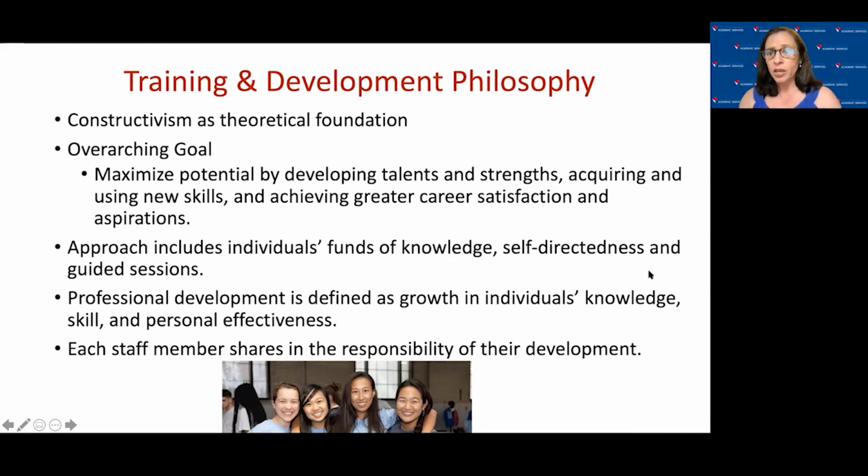So we do a combination in our model. The individuals we're selecting to serve in these positions have to have some level of funds of knowledge, an understanding of students, and a passion to serve the students. They don't need to always know everything about student development, because again, they themselves might be 1st-year or 2nd-year students, but they have some passion and idea of what that experience is like for our students, and a desire to be self-directed. And we also provide our own guided training sessions to get them to that knowledge base. And we define professional development as growth in individual knowledge, skill, and professional efficiency. And we believe that each person is responsible for their development; it's not just on the onus of the organization.